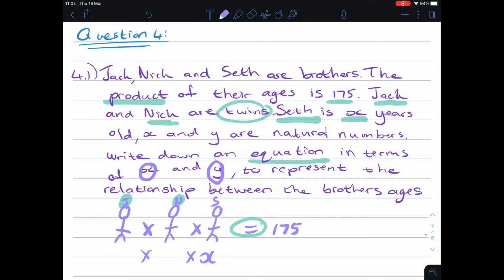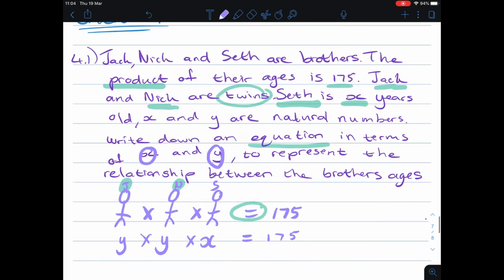So I've been using x for Seth. So obviously Nick and Jack, they need to have the variable y. But both of them have to be the same because they are twins. So technically I have y times y times x, which is equal to 175. And I can actually simplify this a bit, saying it's y squared, not 2y, because when you times and you have the same base, you add the exponents. So it's y squared times x equals 175. So this is then my equation that I will use. And it only asks us for the equation in this question.